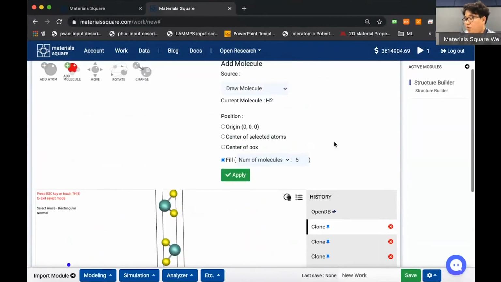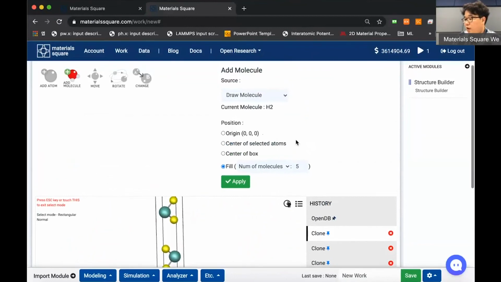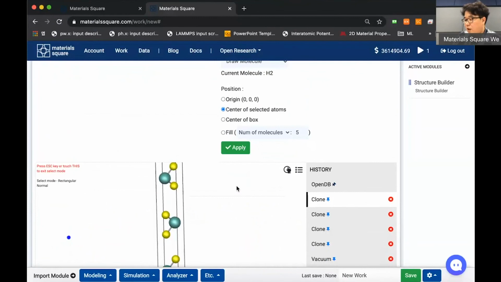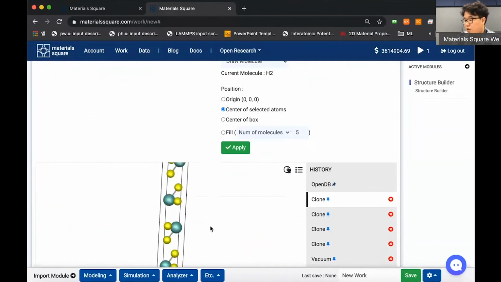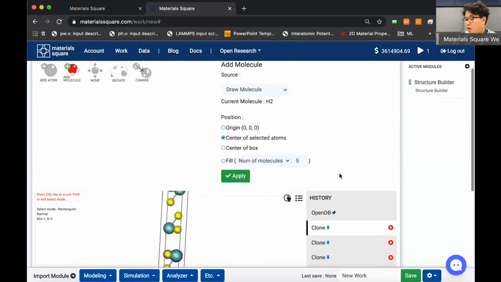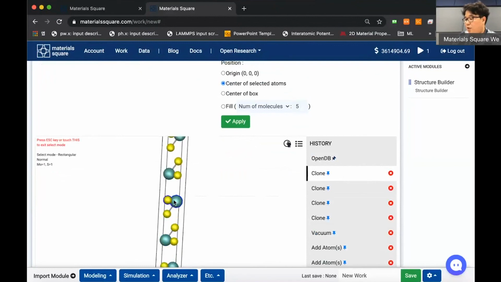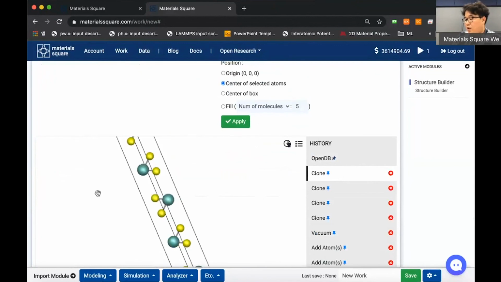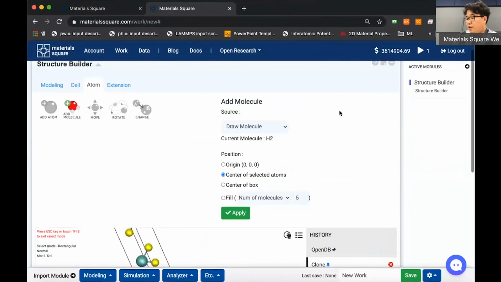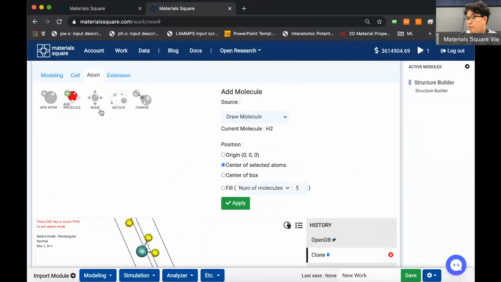If you want to fill another way, like origin or center of selected atoms, for example, select 2 atoms and then fill, it's going to put some molecules in between these atoms here. Okay. So another thing is move atoms.